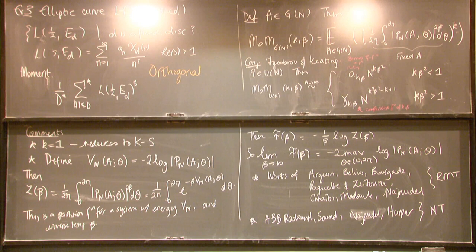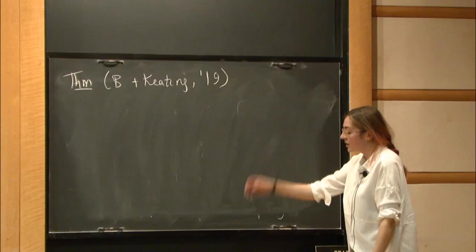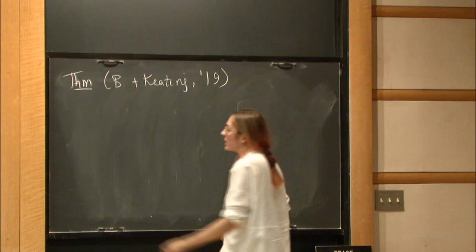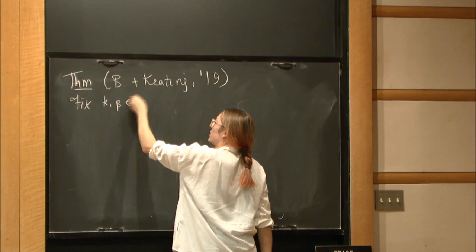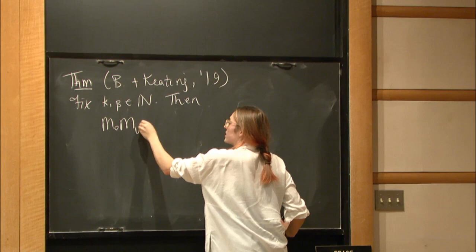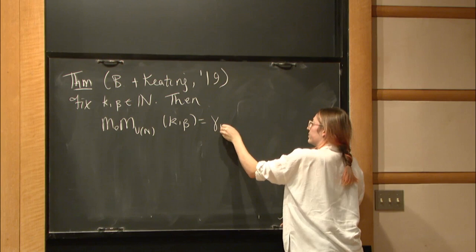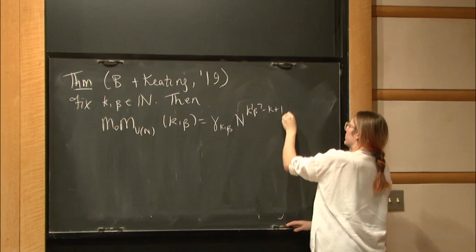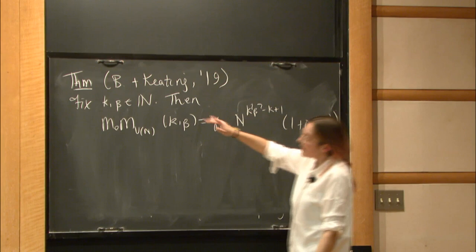So firstly, John and myself partially handled the unitary case. We're going to fix some integer moments, integer k and beta. Then we have that our moments of moments in the unitary case take the following form. So we verify partially that conjecture.